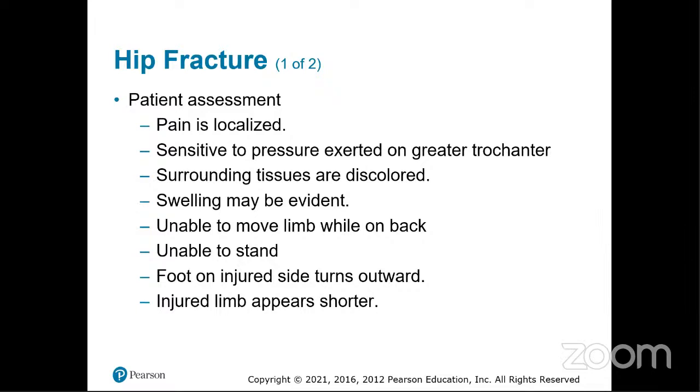Anyway, pain is localized. It's usually right there in the hip, sensitive to pressure, or on the greater trochanter, so that's the top of the femur, excuse me. When you push on that is when it hurts. Surrounding tissue is discolored, so you'll get the bruising. Swelling usually will be evident. They're going to be unable to move the limb while on their back. They're also unable to stand. They can't put any weight on it. The foot on the injured side turns outward, and the limb appears short. That's a femur fracture.